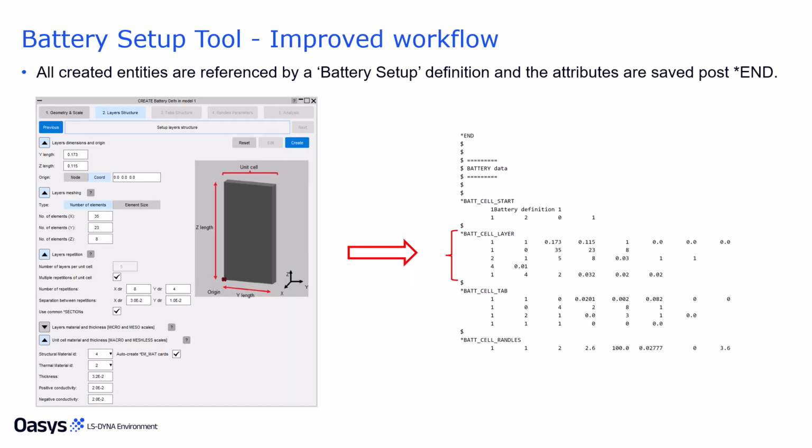In version 22, a new battery primer construct was introduced that references all created LS-DYNA entities and defined attributes. This enables creating, modifying, deleting, copying, orienting, and sketching multiple battery definitions within a model. The attributes of a battery definition are saved in the model keyword file after the star end card, allowing the restoration of battery setup definitions in future primer sessions. I'll highlight further improvements through a brief demonstration.